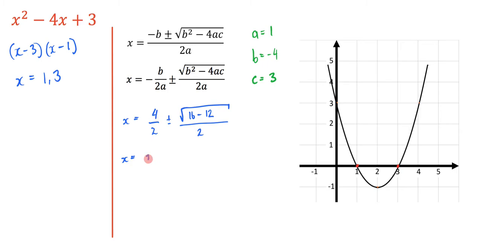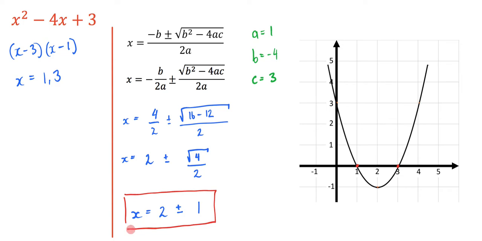I'm going to get 4 over 2 is 2 plus or minus the square root of 4 over 2. So my final answer will be x equals 2 plus or minus the square root of 4 is 2, 2 divided by 2 is 1, so 2 plus or minus 1. So this is going to be my answer of what my x-intercepts are. So what this is telling me is that if I want to find my x-intercepts of this quadratic, what I need to do is go to x equals 2, which is here. Let me put a line in there. It's telling me that I need to go here to x equals 2.